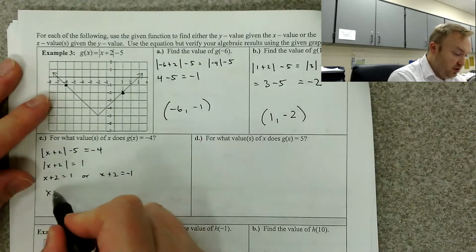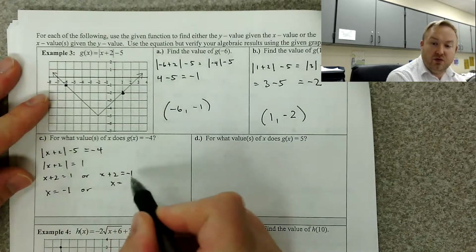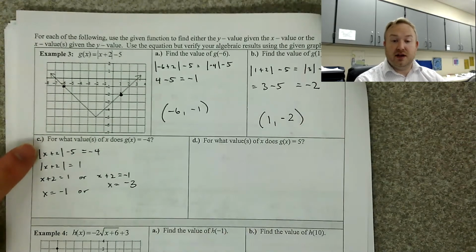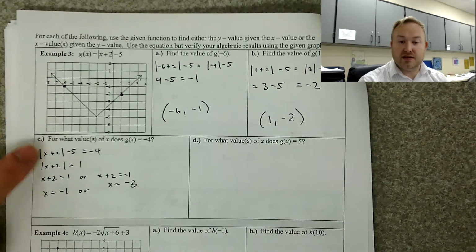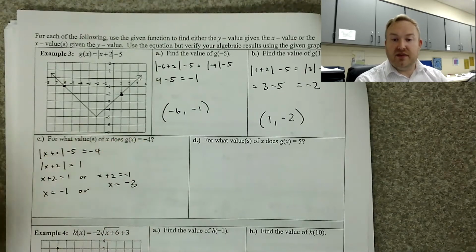So I'll subtract 2 here. 1 minus 2 is -1. Subtract 2 here. -1 minus 2 is -3. Again, I'm going to give you another way to solve this equation on your calculator, and we'll do that in class if you didn't like this. Okay? So for what values of x does g of x equal -4?